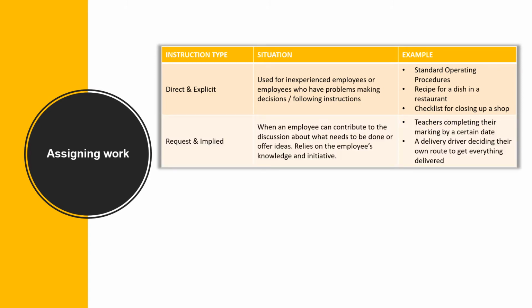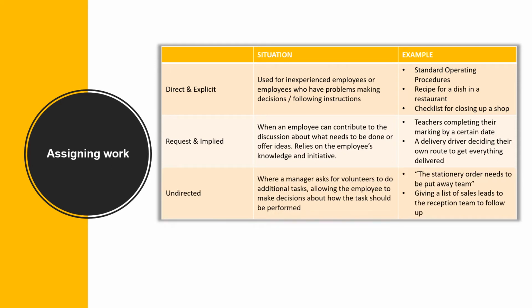Request and implied is when an employee can contribute to the discussion about what needs to be done or offer ideas. For example, teachers completing their marking by a certain date, or a delivery driver deciding their own route to get everything delivered.